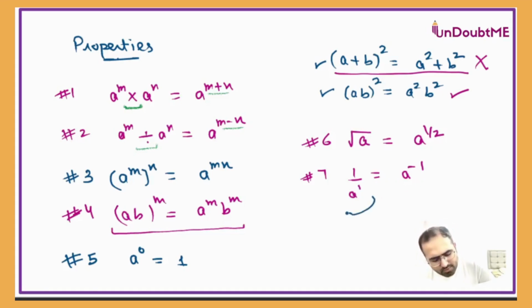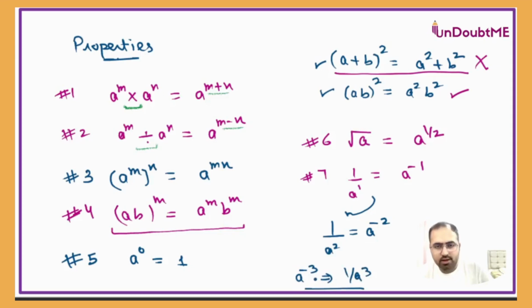Another example for this will be, if I have 1 over a square, then it will be a to the power minus 2. If I have a to the power minus 3, then it can be written as 1 over a cube. So this is how we deal with negative and fractional indices in the questions. These were not properties, but just results which we will be looking at in the upcoming questions.